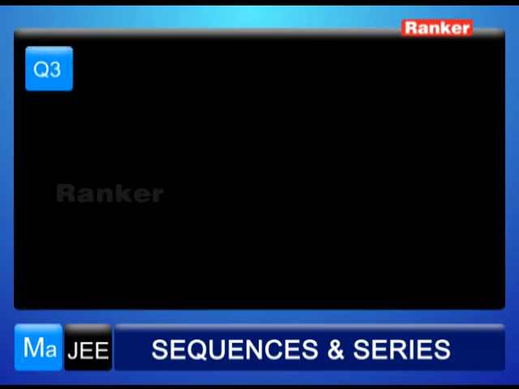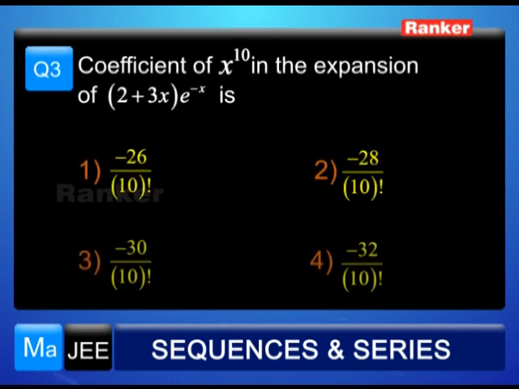Now let's move on to the next question. Coefficient of x power 10 in the expansion of 2 plus 3x into e power minus x is: first option minus 26 by 10 factorial, second option minus 28 by 10 factorial, third option minus 30 by 10 factorial, fourth option minus 32 by 10 factorial. Now let's see how we go about this problem.